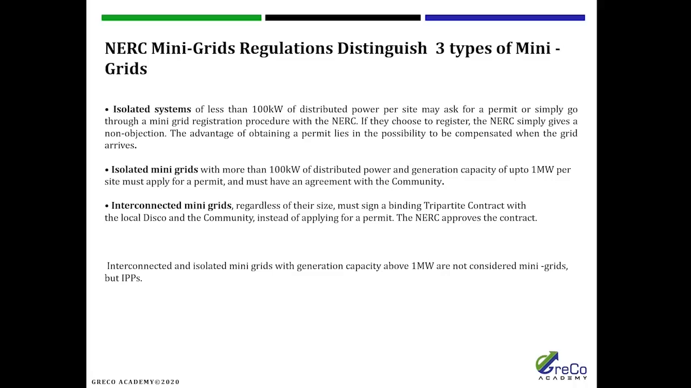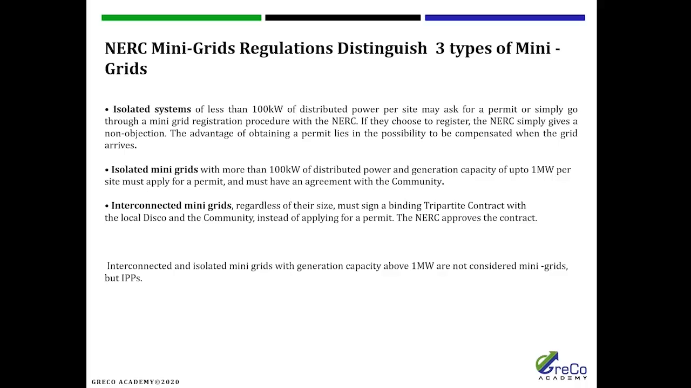Next is the isolated mini grid that has more than 100 kilowatts of distributed power capacity, from 100 kilowatts to 1 megawatt. In this case, the developer is expected to apply for a permit compulsorily and must also have an agreement with the community. So I want to believe that we are able to differentiate between the two isolated mini-grid systems.